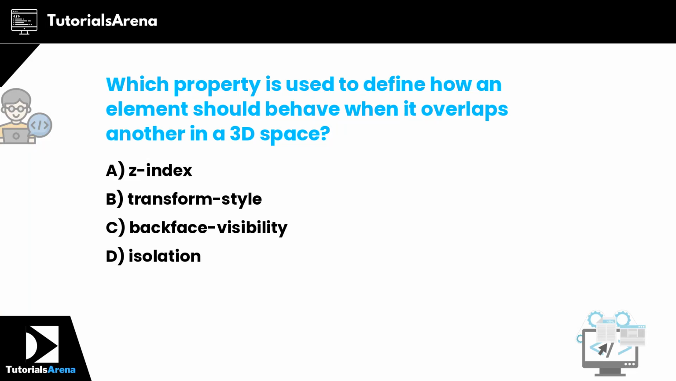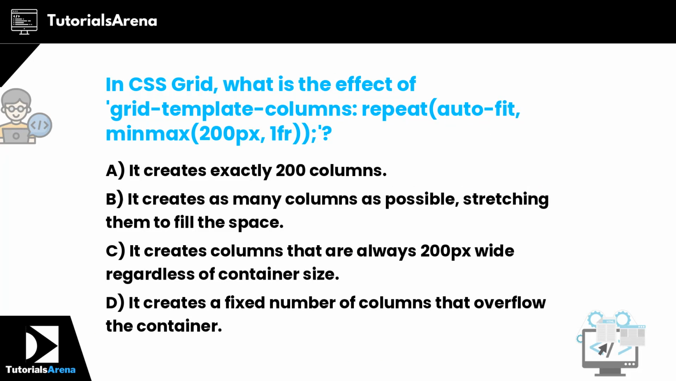Which property is used to define how an element should behave when it overlaps another in a 3D space? The correct answer is option C, backface-visibility. In CSS Grid, what is the effect of grid-template-columns: repeat(auto-fit, minmax(200px, 1fr))? The correct answer is option B. It creates as many columns as possible, stretching them to fill the space.